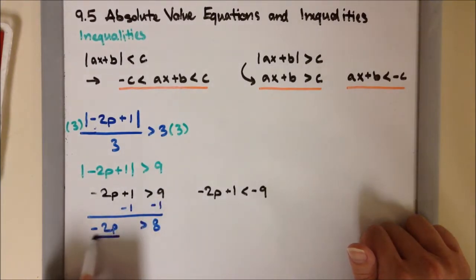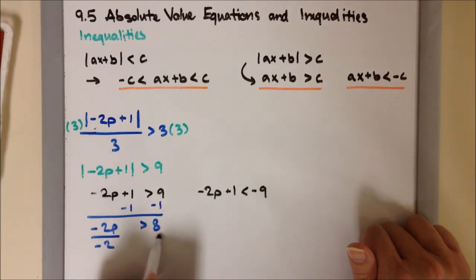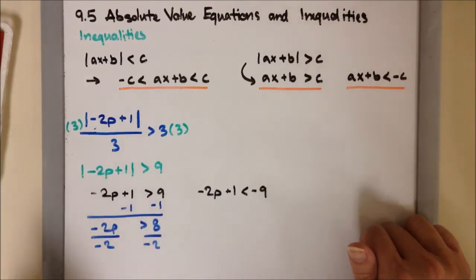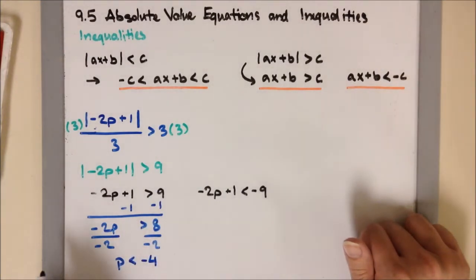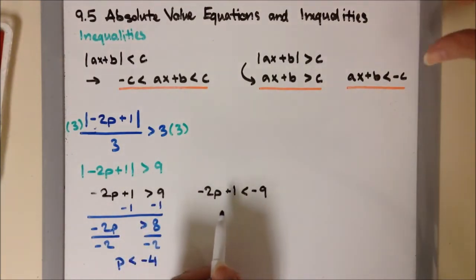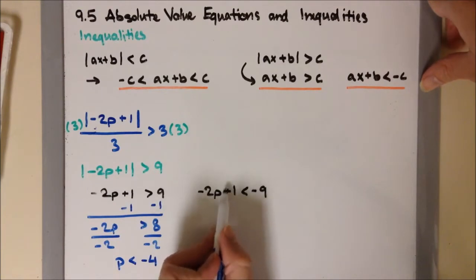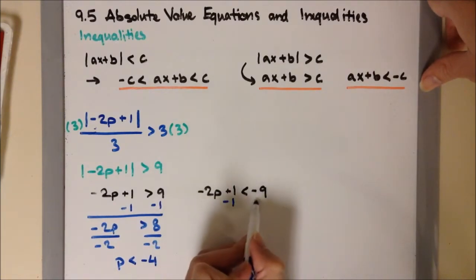I'm going to divide both sides by negative 2. So when that happens, it's going to be p, and since I divided both sides by a negative number, I'm going to flip my inequality sign, so it's p less than negative 4. Now the second inequality, I'm going to cancel out the plus 1, so minus 1 on the left, minus 1 on the right.